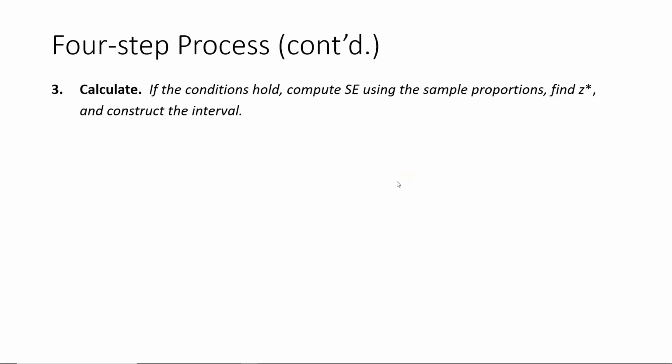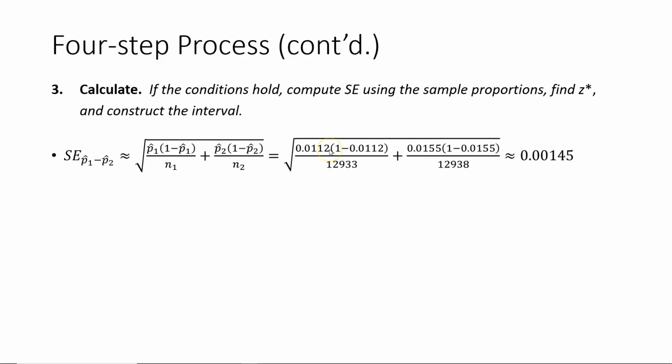So our next step in the four-step process is the third one, calculate. If the conditions hold, which we saw that they did in the check step, we then compute the standard error using the sample proportions, find z asterisk, and construct our confidence interval. So I begin by finding the standard error. I've shown the formula and the calculation for that particular value on the slide, and we see that the final value is 145 hundred thousandths.